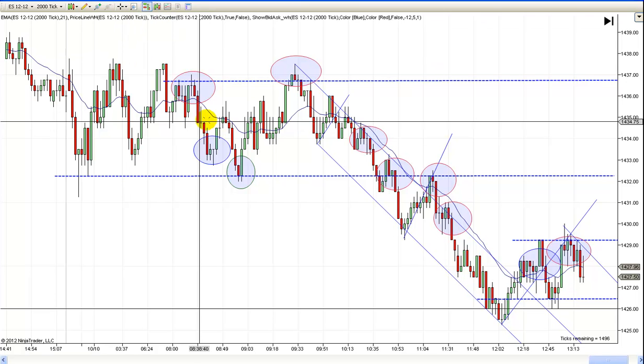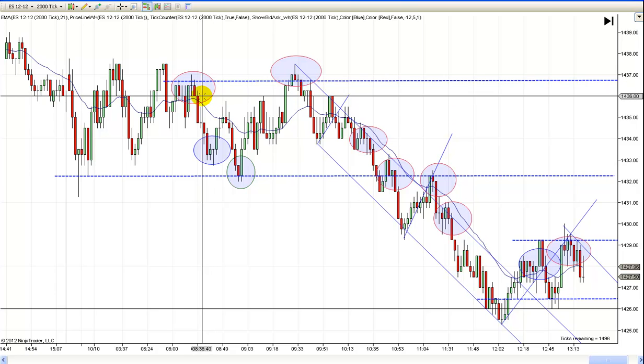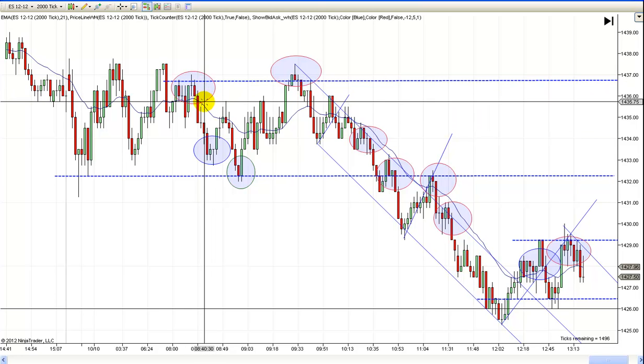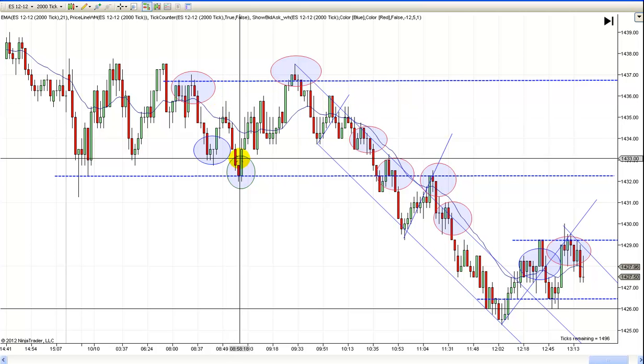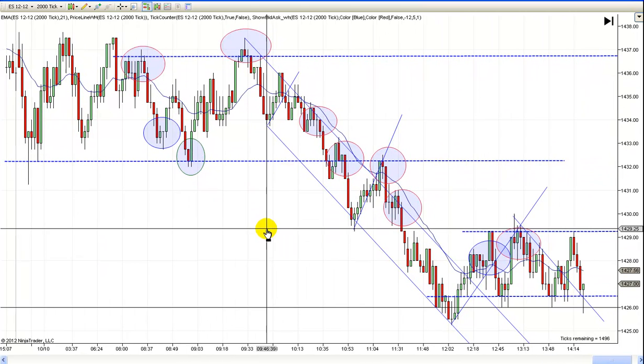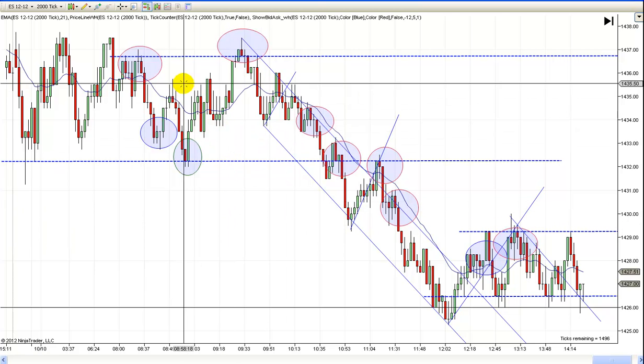Let me put the crosshairs. Notice the entry on this one, one tick below this bar, is right there. And look where this pullback came to. Just enough to take out all the break-even stops, and then it runs down again. And let's see if we can find another one.